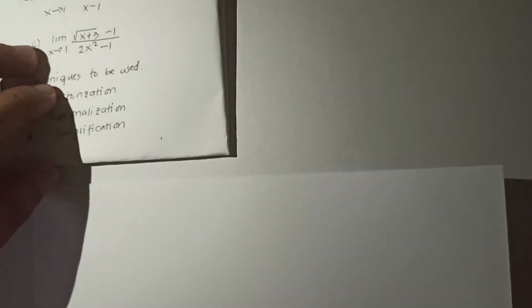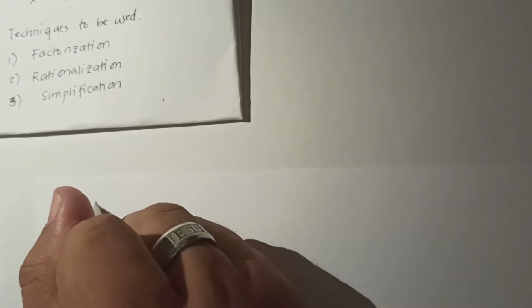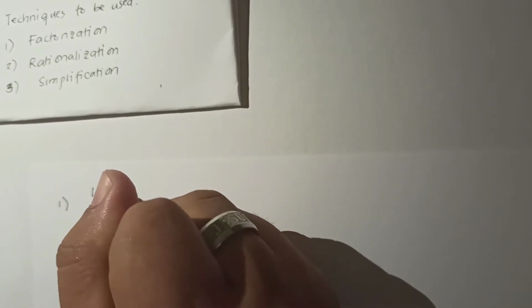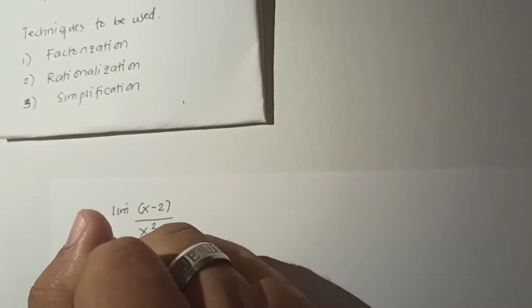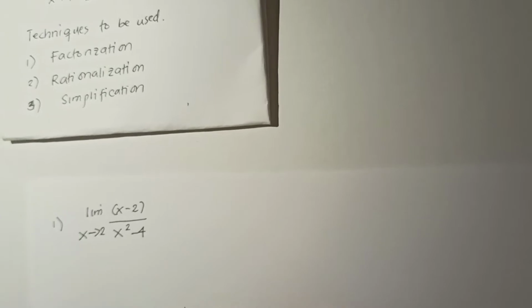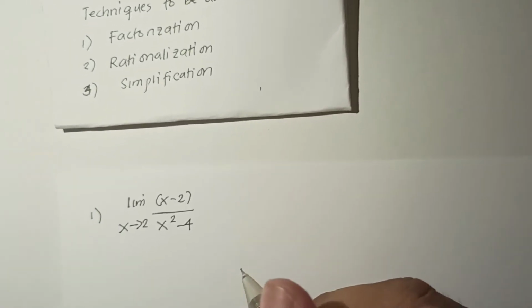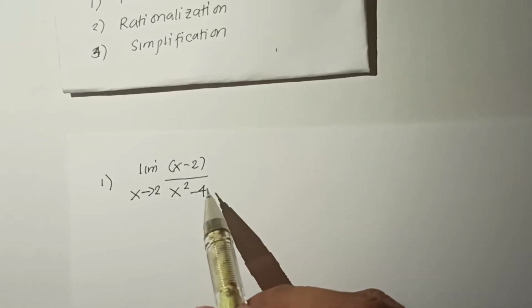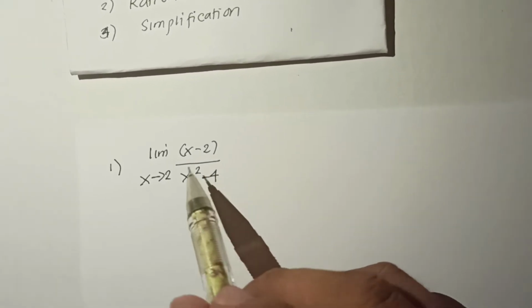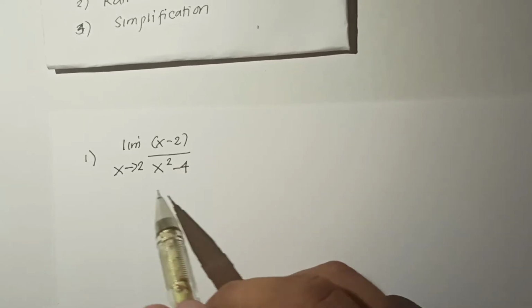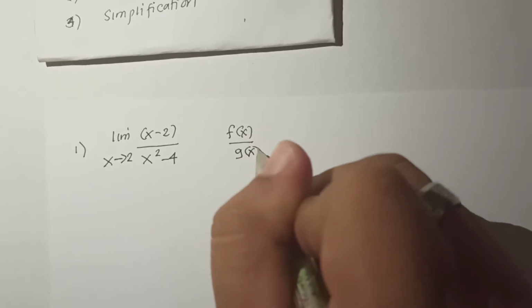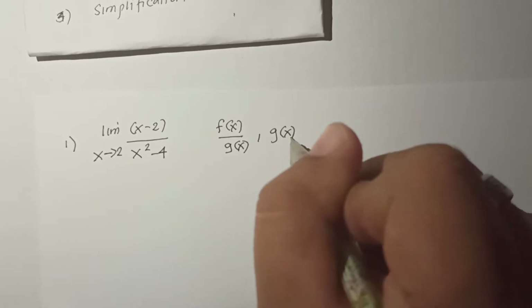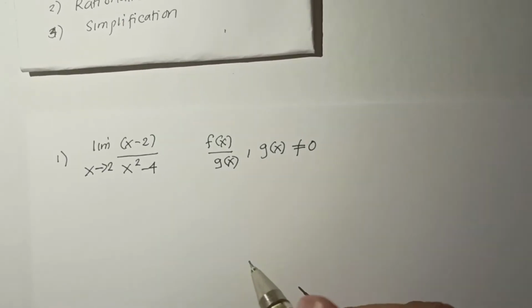So let's start with question number 1. Question number 1 states: the limit of x minus 2 over x squared minus 4 as x approaches 2. The first thing that we're going to do is test the denominator. For the limit to exist, the denominator should not be equal to 0. So we have f of x over g of x, and g of x should not be equal to 0 because otherwise it will not exist.